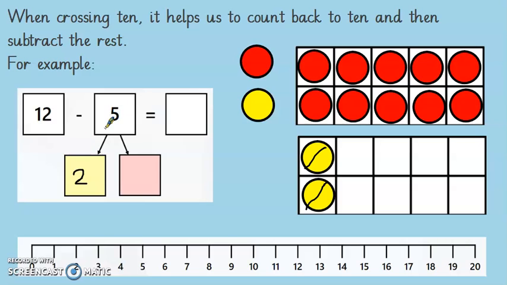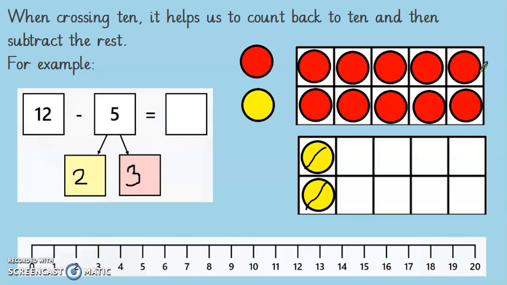Now, I wanted to take away 5 altogether. How many more do I need to take away? I've taken away 2, but I wanted to take away 5. So, wait a minute, 2 in my head. I'm going to count up to see how many more I need to take away. So 2 in my head, 3, 4, 5. Aha, I need to take away 3 more.